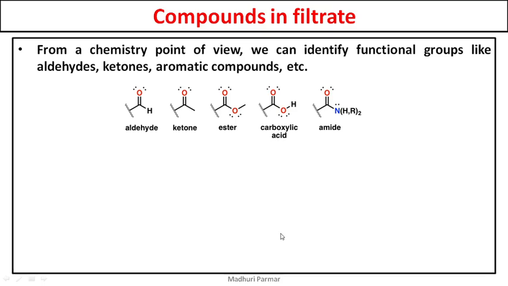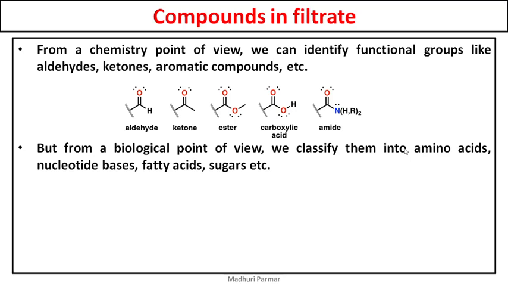From the chemistry point of view, we can identify them using their functional groups. If you ask chemically what these molecules are, you can use the functional group to name them. So you can have aldehydes, CHO, ketone, C double bond O, ester, COO, carboxylic acid, COOH, or amides, etc. All the functional groups you have studied in chemistry can be included.